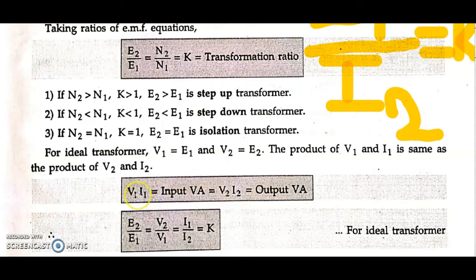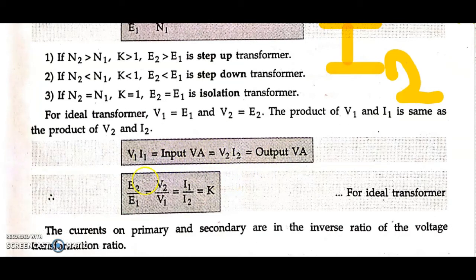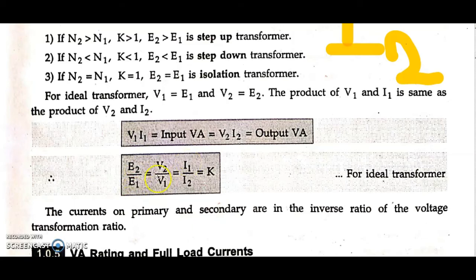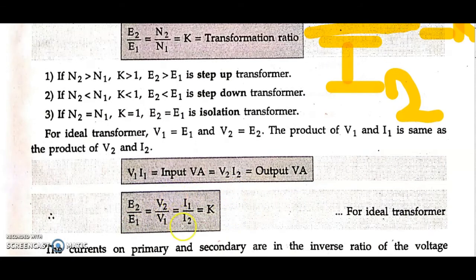Okay, so I accept that all transformers have the same kVA, whether referred to primary or secondary. V1 into I1 is equal to input VA and V2 into I2 is equal to output VA. Both will always be equal. This is only true for an ideal transformer, that is V1 equal to E1 as well as V2 equal to E2.